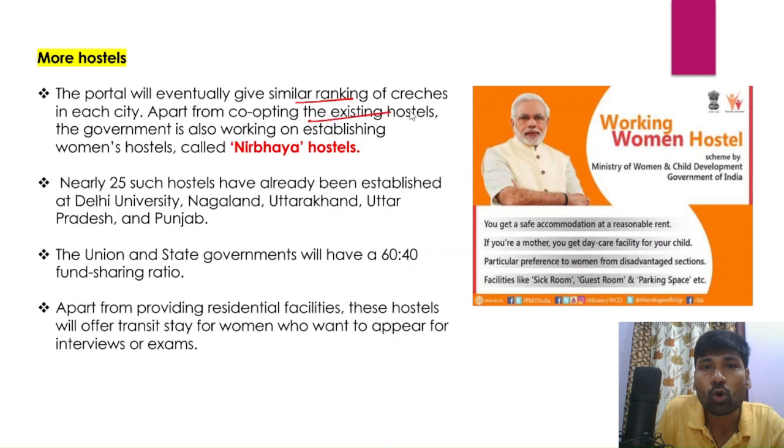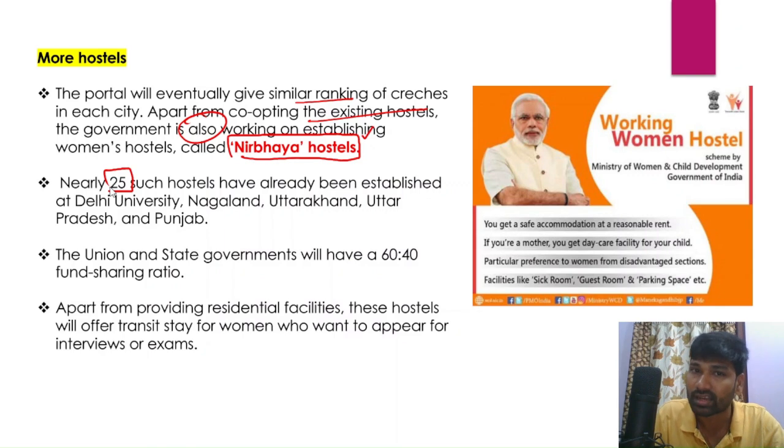And apart from co-opting the existing hostels, the government is also working on establishing working women's hostels. These hostels are known as the Nirbhaya hostels, and in fact nearly 25 of such hostels have already been established in Delhi University, Nagaland, Uttarakhand, Uttar Pradesh and Punjab. In these states, Nirbhaya hostels were already established, and union and state governments will have a 60:40 fund sharing ratio for these Nirbhaya hostels for the working women in the urban areas.